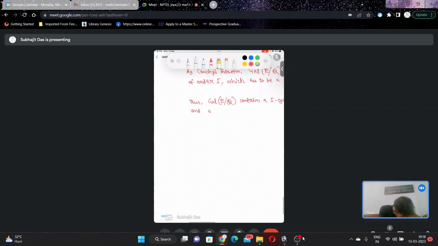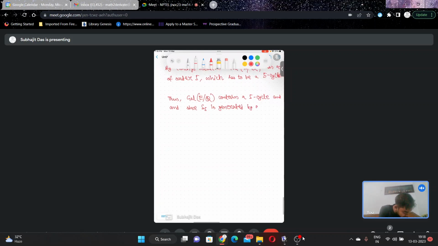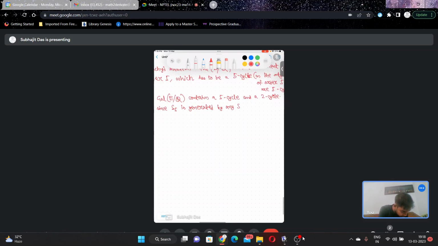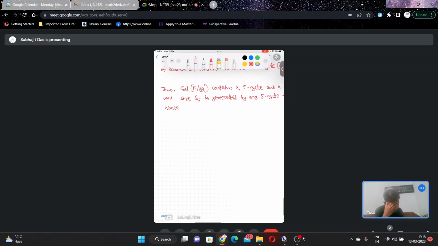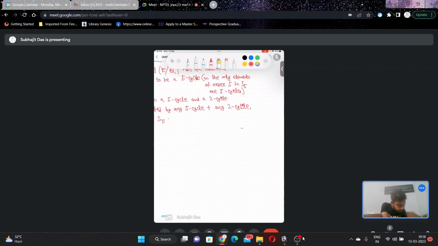And since S5 is generated by any 5 cycle plus any 2 cycle, hence the Galois group of E over Q has to be isomorphic to S5 actually. Not a proper subgroup of S5 but actually the whole of S5. So this is isomorphic to S5. And now we are done.